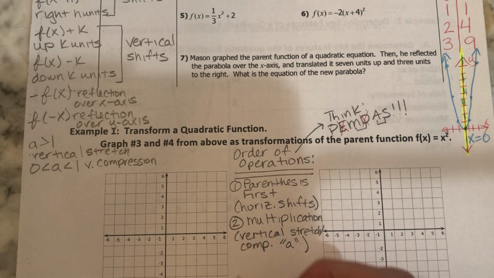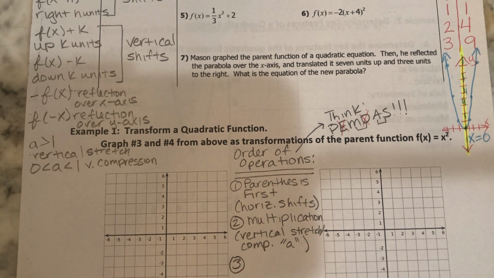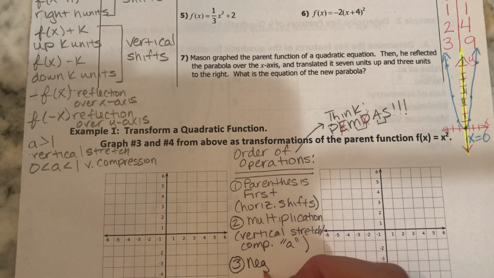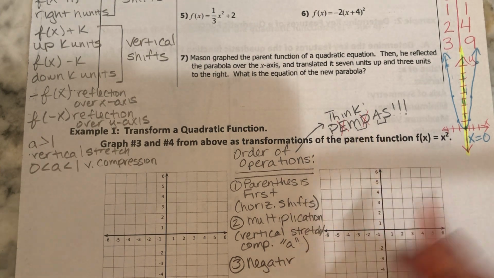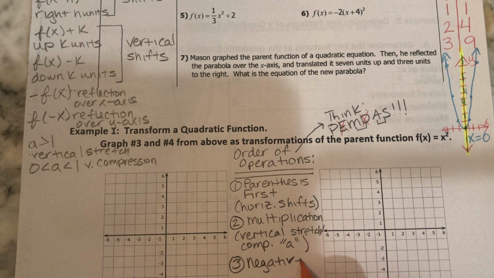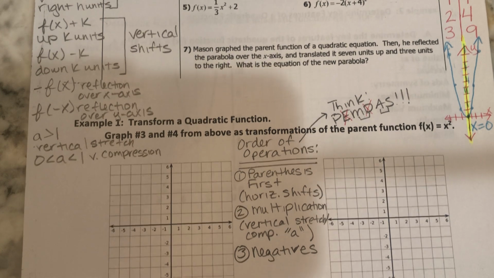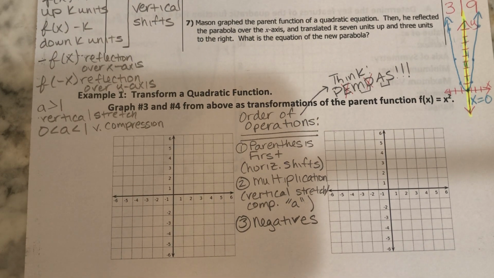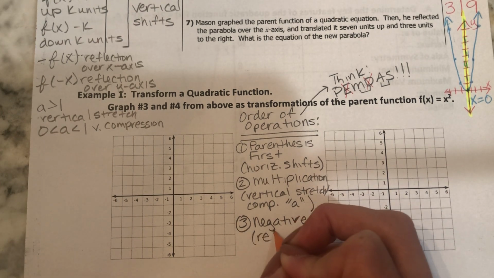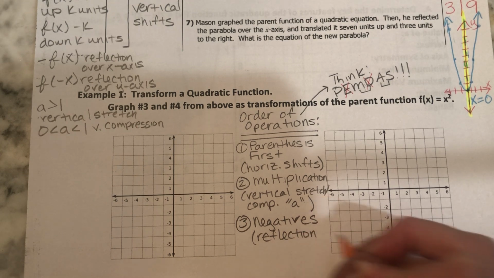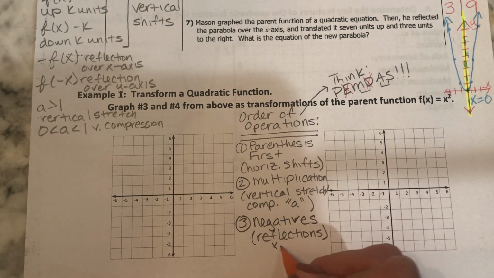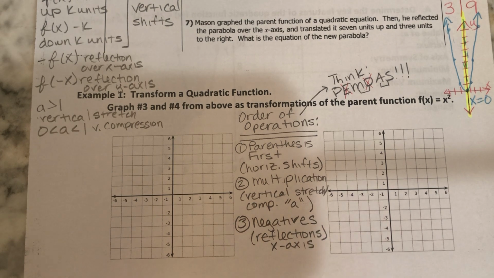And then third, you want to deal with your negatives. This isn't in our PEMDAS, but it's important. Do not forget about your negatives. And that is, if your A term is negative, then that means you're going to have a reflection. And like I said before, for this specific class, for this unit, we're only looking at reflections over the x-axis. So reflections, we're only dealing with the x-axis ones.